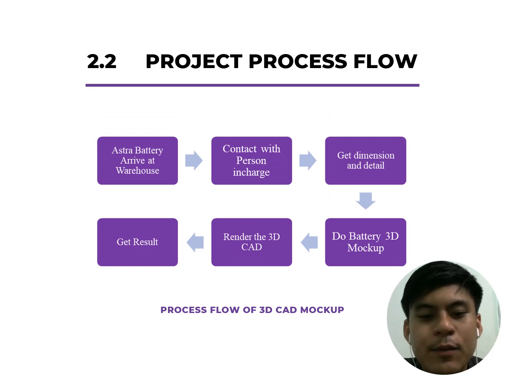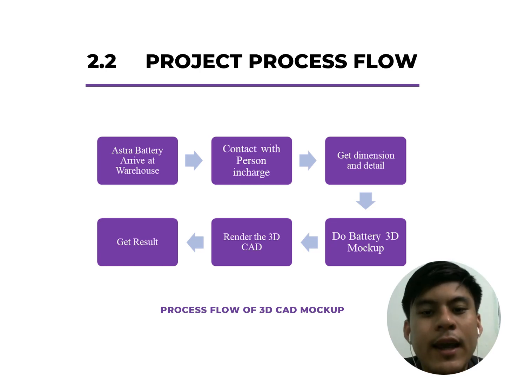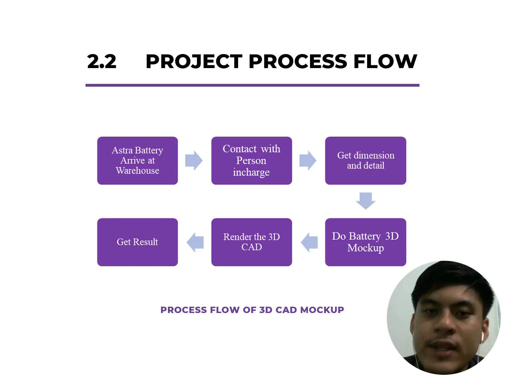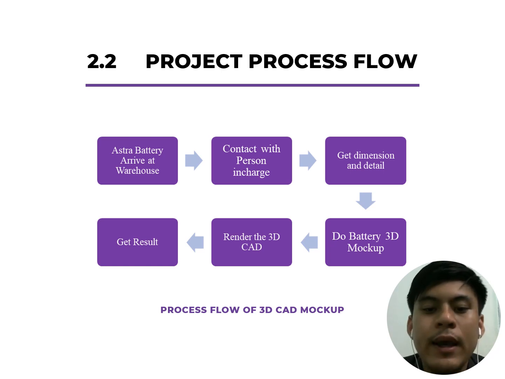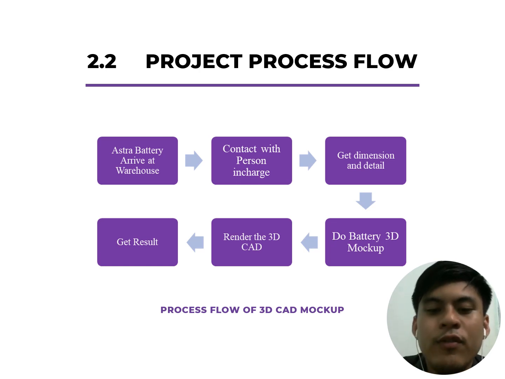Okay, this is the process flow of the 3D CAD mockup. It starts with the Astra battery arriving at the warehouse. Next, contact the person in charge and get the dimension of the battery. After that, it can proceed to do the battery 3D mockup and render the 3D CAD. And lastly, we get the result of the 3D CAD rendering process.